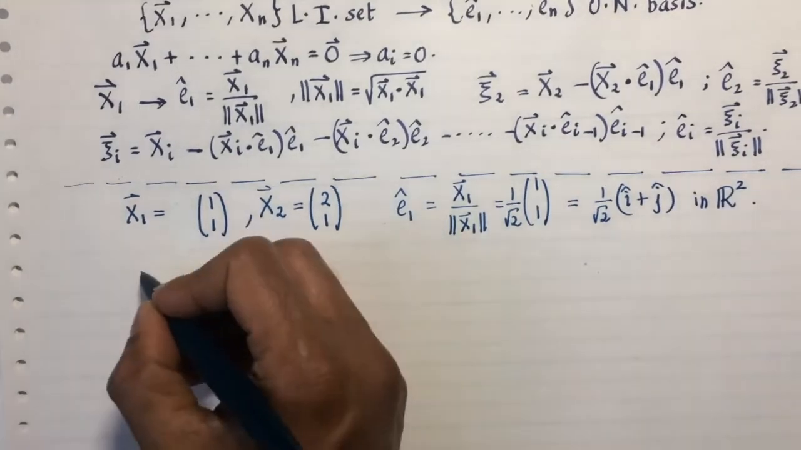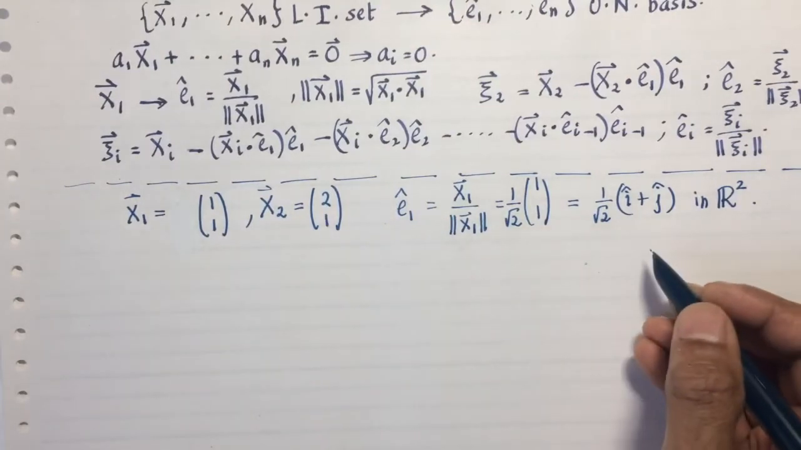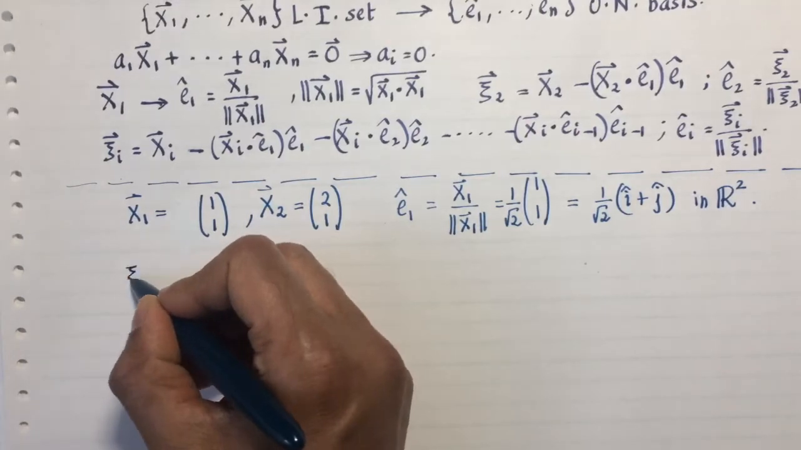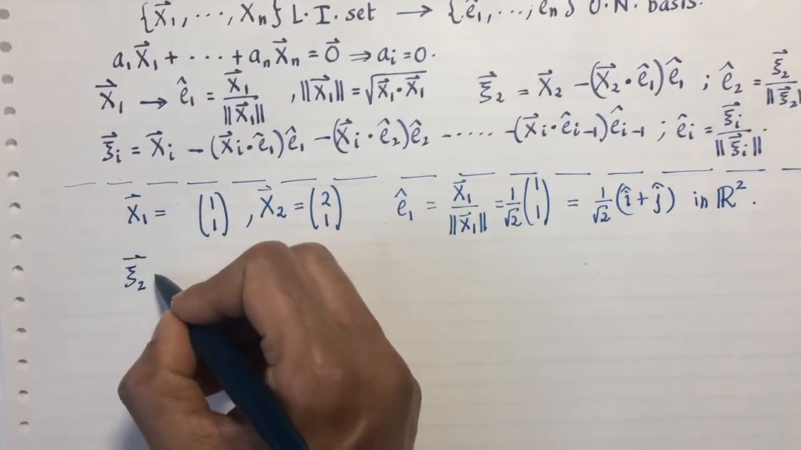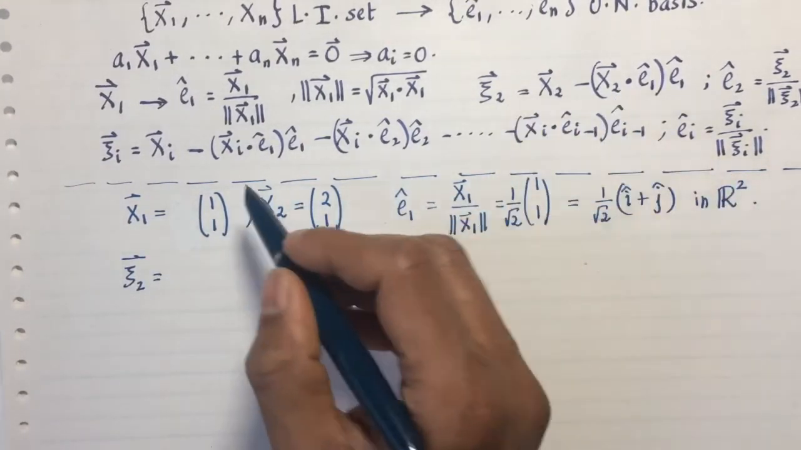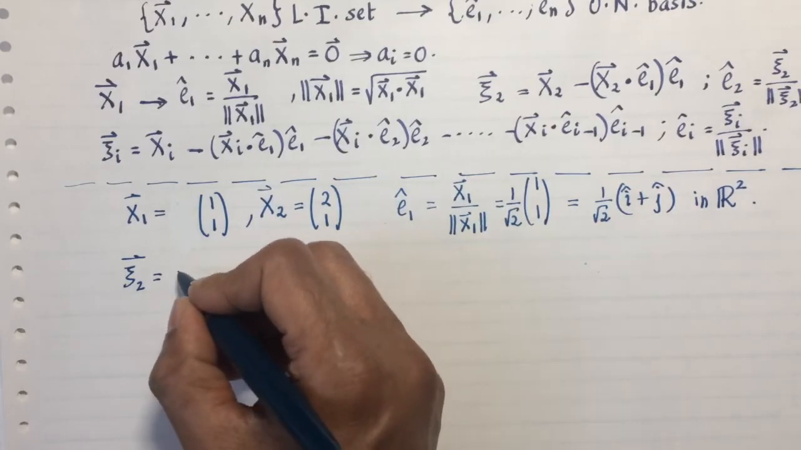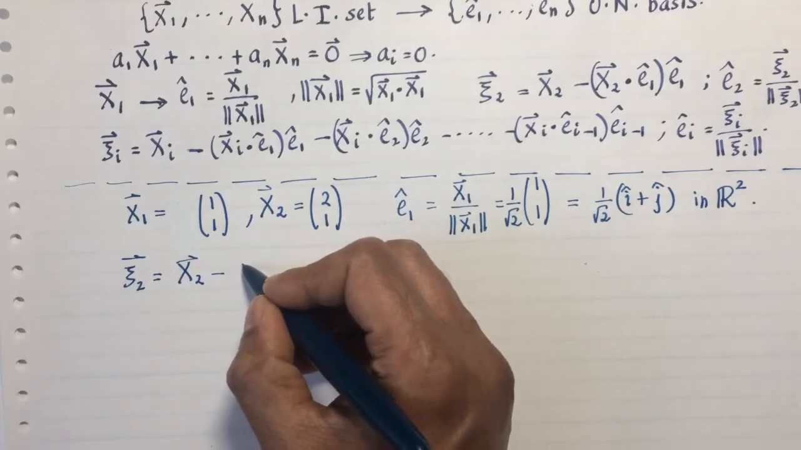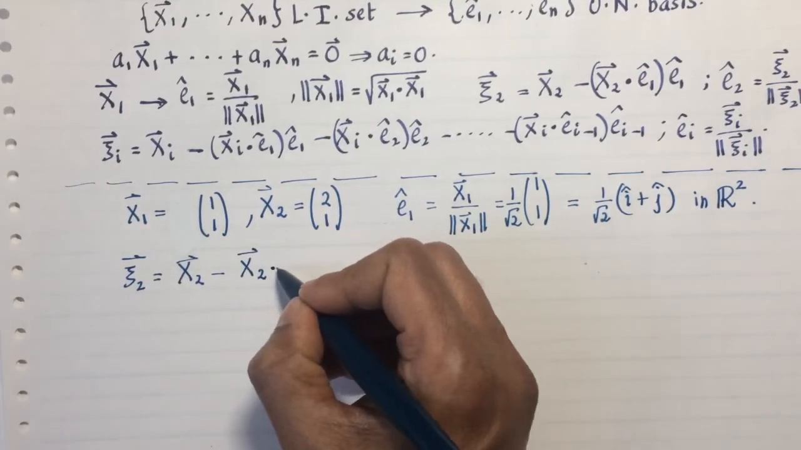What about zeta 2? There are only two vectors, so there's only going to be e1 and e2. Now to form e2, the intermediate stage is to form first what's called zeta 2, just like we formed these zetas first. So zeta 2 is going to be x2 minus the component of x2 in the direction of x1.